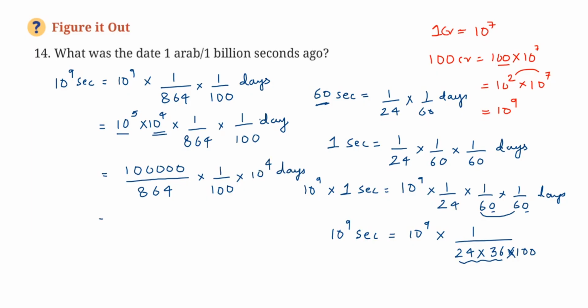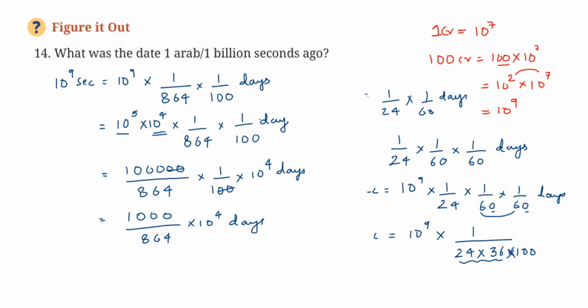Now here you can do cancellation. These 2 zeros in the denominator and these 2 zeros in the numerator will get cancelled. I get 1000 now. So 1000 divided by 864, and here on the right side I have 10 to the power 4 days. Now I have to solve this. Now let's use division here. I have to erase this part.